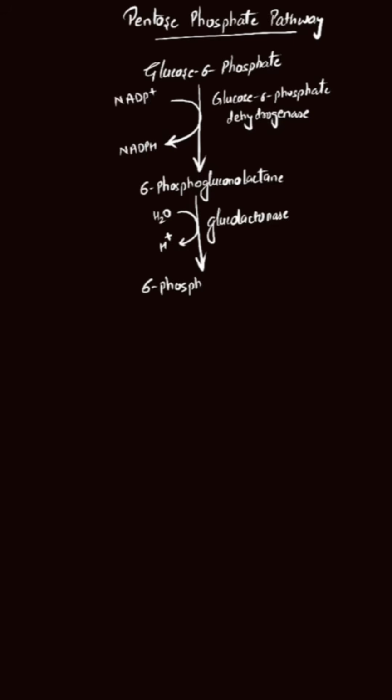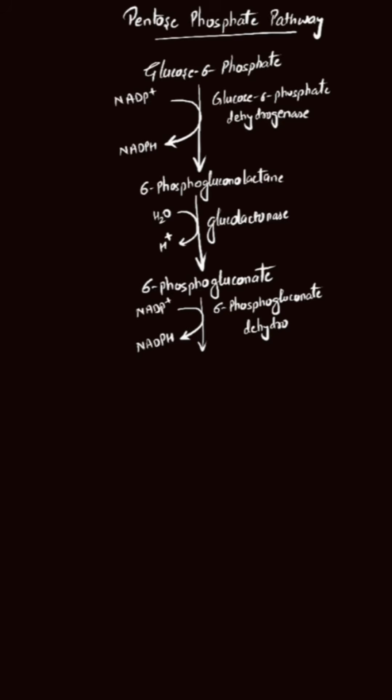6-phosphogluconolactonase increases the rate of hydrolysis of 6-phosphogluconolactone to 6-phosphogluconate. 6-phosphogluconate dehydrogenase catalyzes the oxidative decarboxylation of 6-phosphogluconate to ribulose 5-phosphate and carbon dioxide. Formation of ribulose 5-phosphate completes the oxidative portion of the pentose phosphate pathway. It generates 2 molecules of NADPH for each molecule of glucose 6-phosphate that enters the pathway.